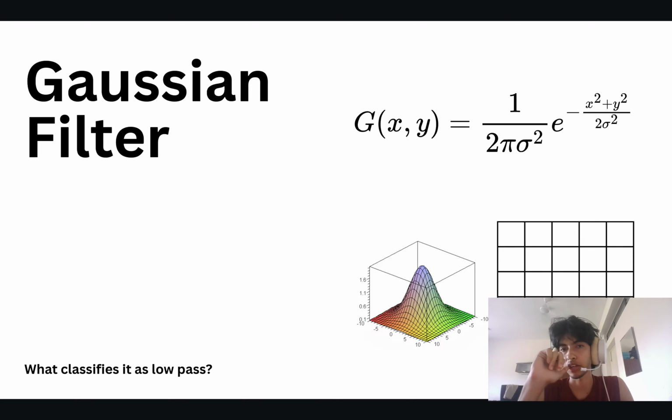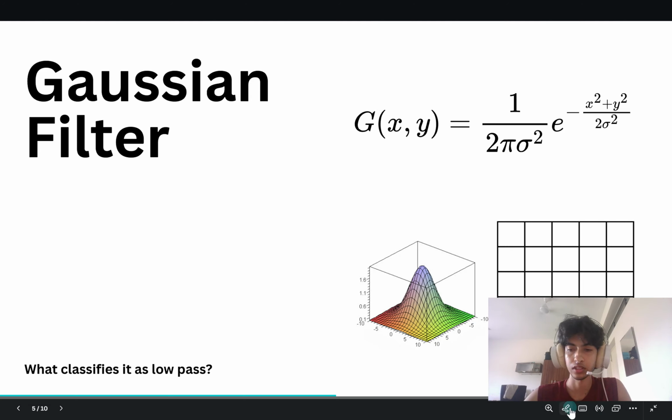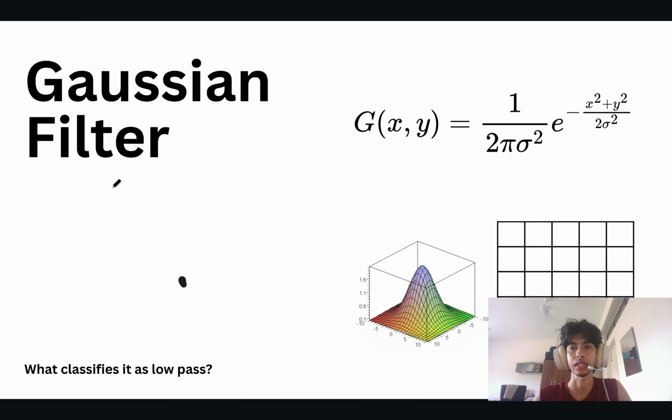So this is the equation that we'll be using today. g of x y is equal to 1 by 2 pi sigma square e power minus x square plus y square by 2 sigma square. So let's look at the properties of this first, right? First of all, these are positive.